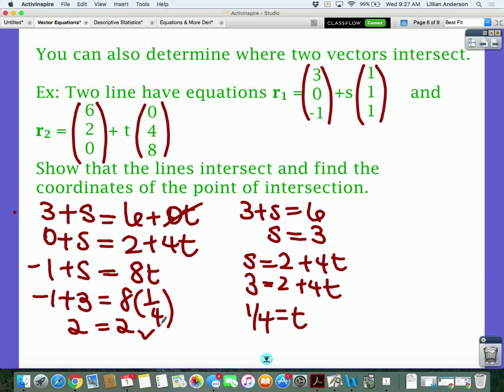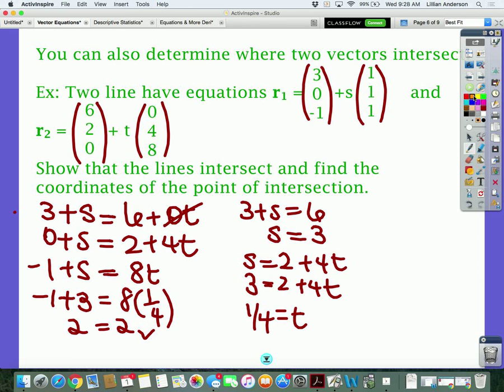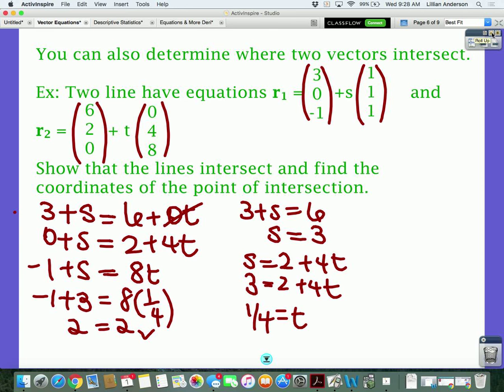Now to find the point of intersection, we can either take 3 for S and plug it into that equation, or we can take 1/4, which was T, and plug it into that equation. Either one we choose, we will get the same coordinate, because since they intersect, they should intersect at the same point. Which one do you want to use, 3 or 1/4? Want to use 1/4? It's not difficult. It's 0, 1, and 2. Literally, you add 3 to each of those.